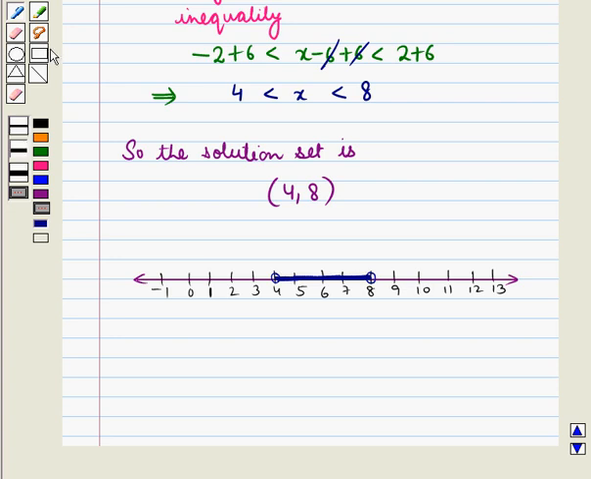So in this session we have discussed how to solve inequalities involving absolute value, and this completes our session. Hope you all have enjoyed the session.